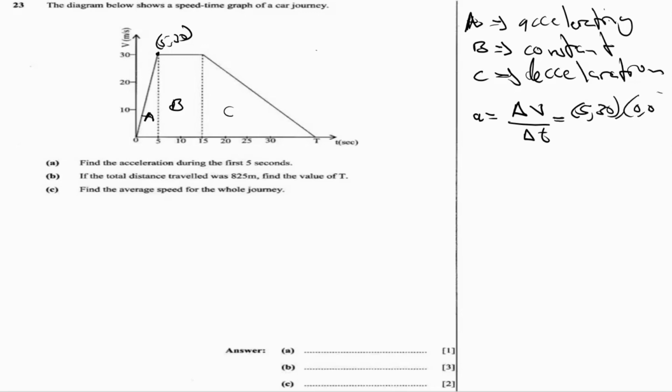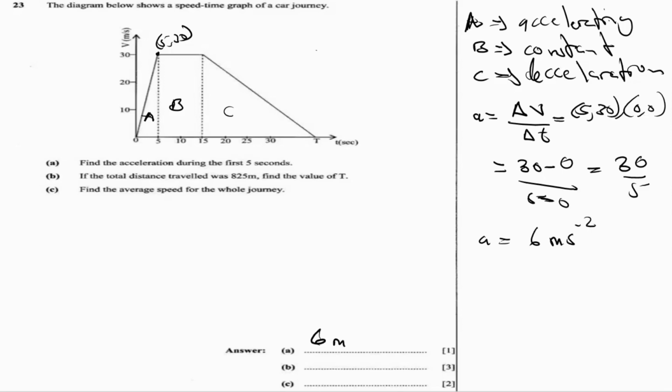So we want the change from 0, 0 to 5, 30. How do we do that? We move from 30 minus 0, divided by the change in time, 5 minus 0, which gives us 30 over 5. So our acceleration is equal to 6 meters per second squared. So we have the answer here. That's our acceleration.